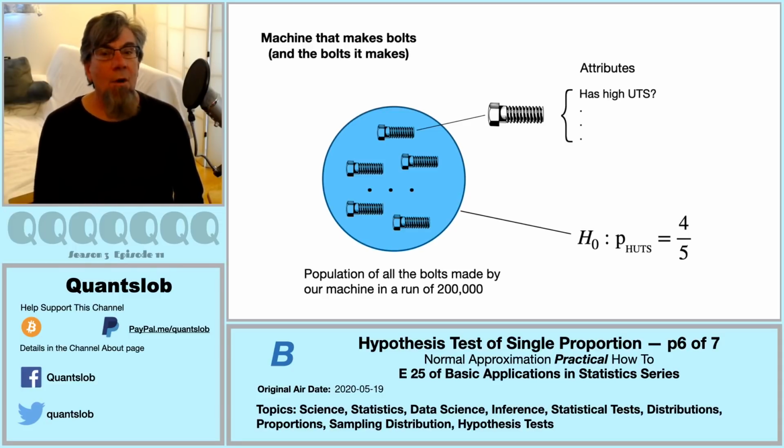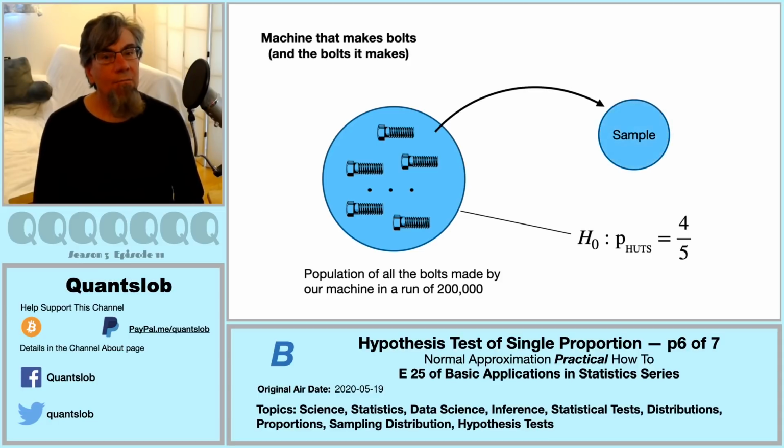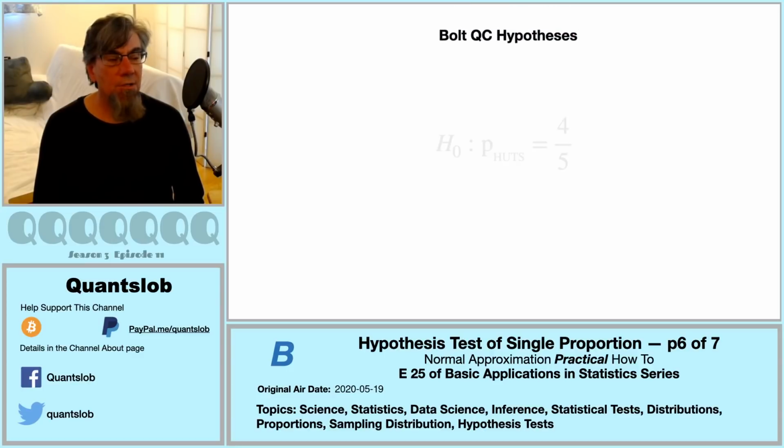Okay, so anyway, if our bolt making machine is working correctly, 4/5 of the bolts it produces will have high UTS. This is our default value, and so we hypothesize that this is the proportion in our run of 200,000 bolts. We cannot test all 200,000 bolts in our population. In fact, some fastener QC tests actually destroy the component, so it's completely impractical. What we can do, however, is select through a mechanism of random selection a subset or a sample of 200 and test them.